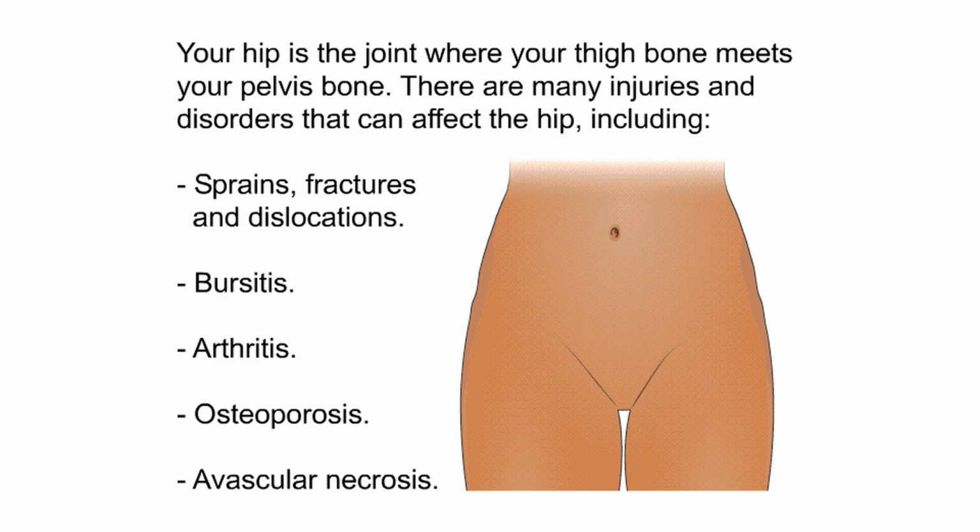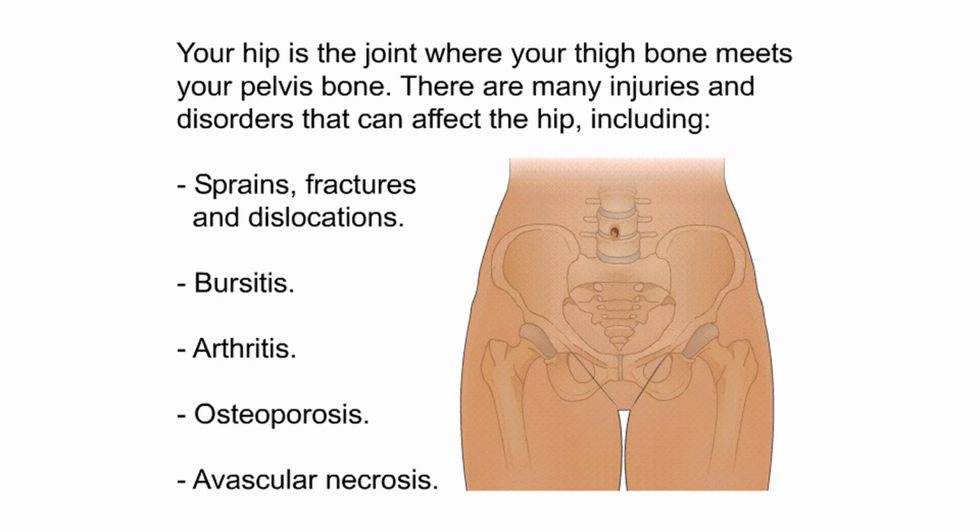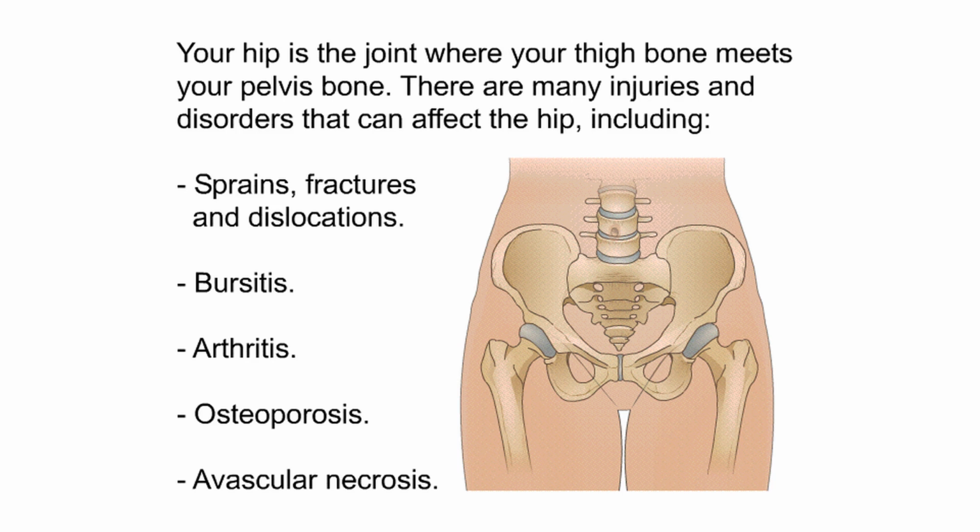Summary. Your hip is the joint where your thigh bone meets your pelvis bone. There are many injuries and disorders that can affect the hip, including sprains, fractures, dislocations, bursitis, arthritis, osteoporosis, and avascular necrosis.